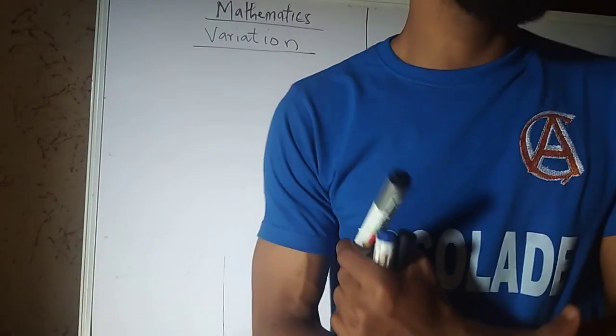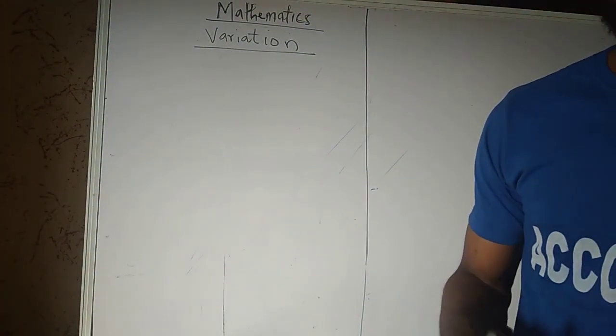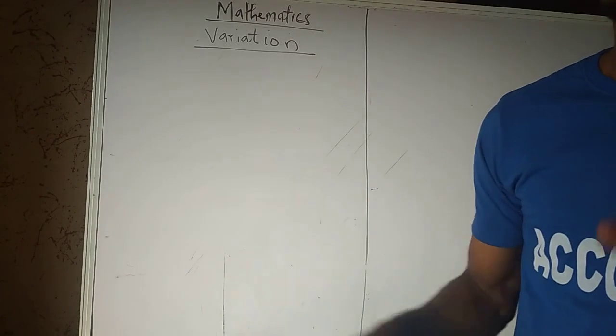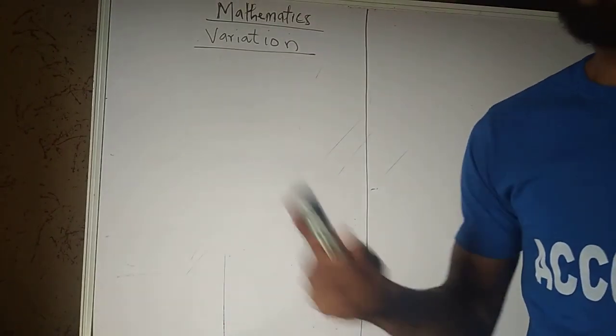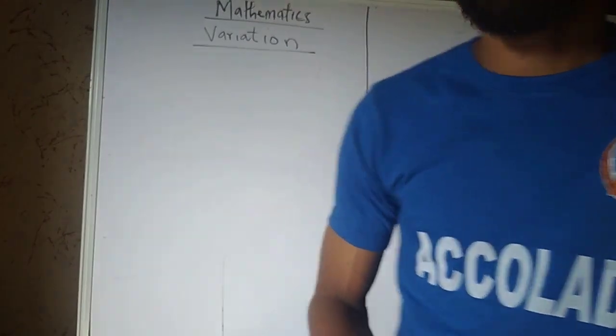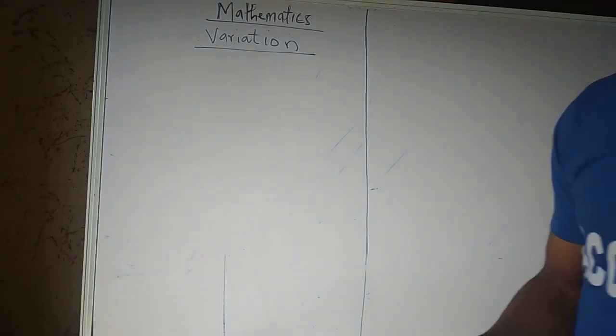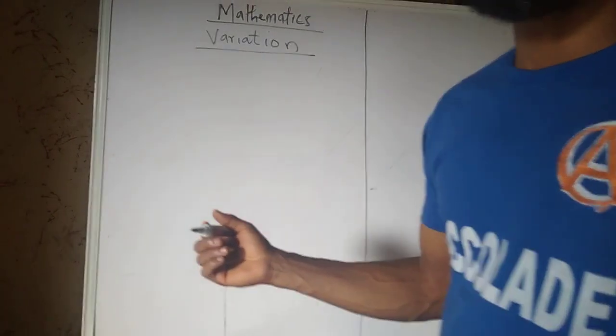Actually, variation is a mathematics that deals with the relationship between two things, and the behavior when there is a change in one. All right, that's just what variation is. Let me bring this home for you.